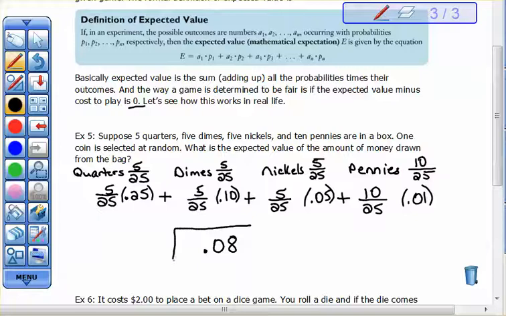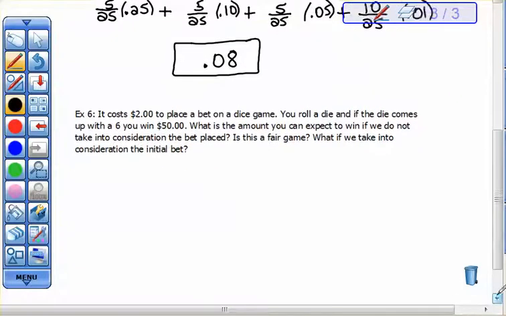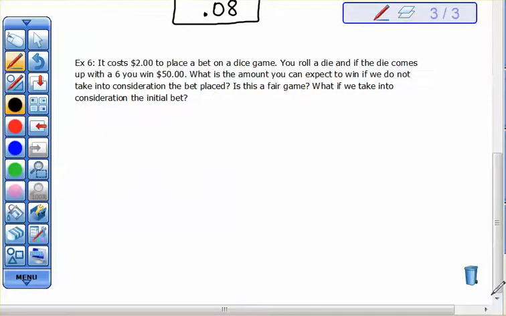Now whenever I multiply each of these and then add them all together, we should end up with 0.08. So our expected value is kind of like an average. We can expect to get about 8 cents, sometimes a little more, sometimes a little less, but it's an average. Now let's talk about gaming, because this is where expected value really comes into play.